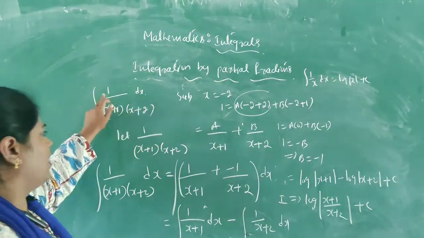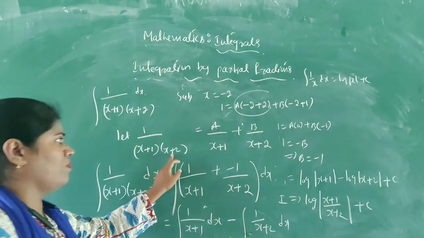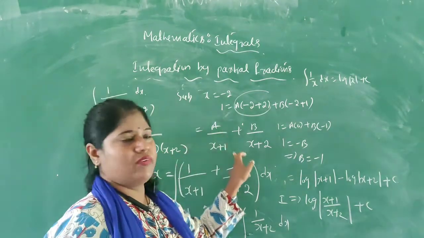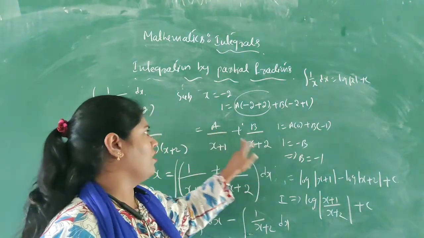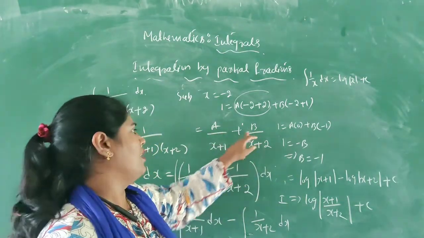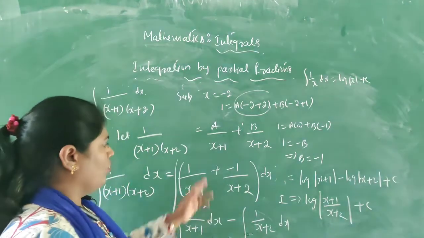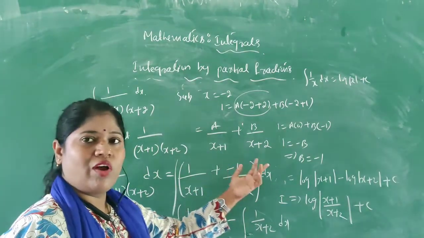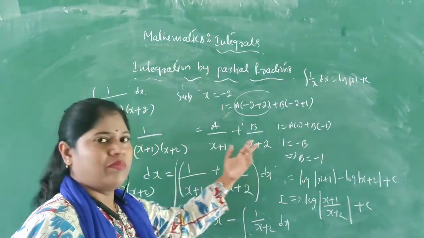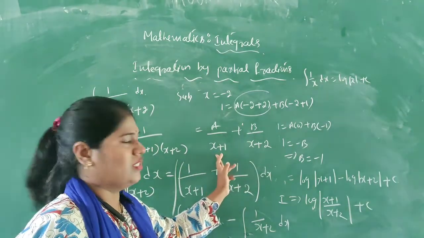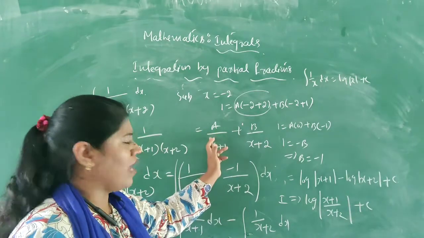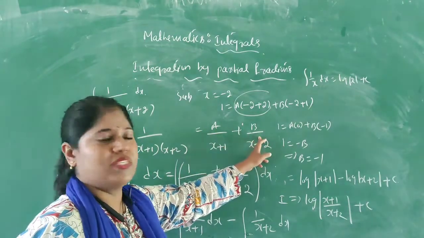So we have to consider 1 divided by x plus 1, x plus 2 is equals to a divided by x plus 1 plus b divided by x plus 2. After that, a of x plus 2 plus b of x plus 1. So one by one we have to get the value of a and b. If I get the value of b, this a value should be 0. If I get the value of a, b value should be 0.